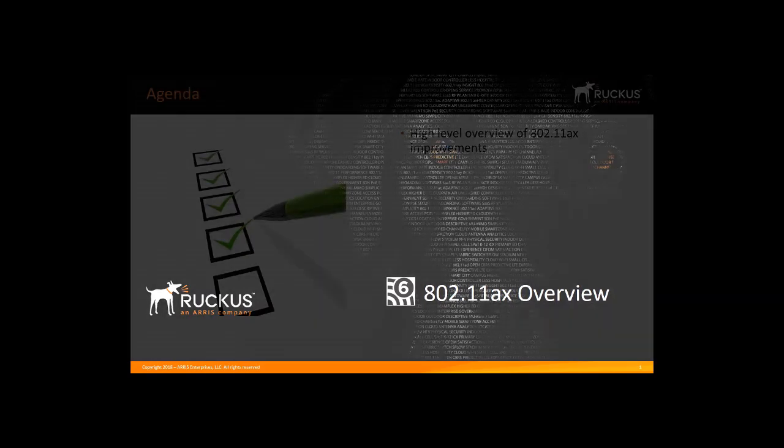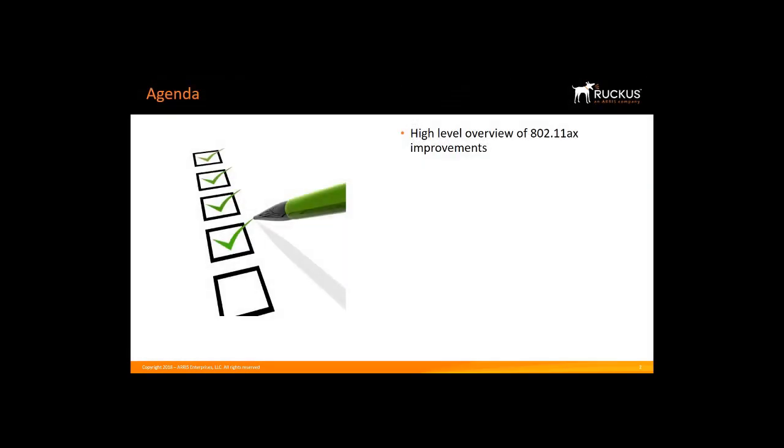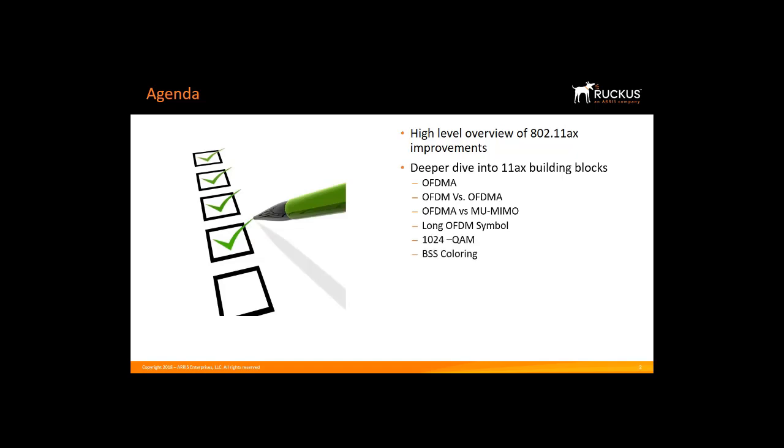LANs. We'll start out with a very high-level overview of the building blocks of 11ax, then drill down deeper into each building block. This will include a discussion on OFDM, OFDM versus OFDMA, OFDMA versus multi-user MIMO, long OFDM symbol, 1024 QAM, BSS coloring, target wake time, IEEE, Wi-Fi Alliance, and commercial activities, and we'll finish up by talking about some use cases.